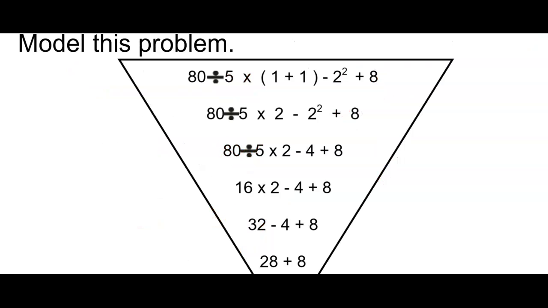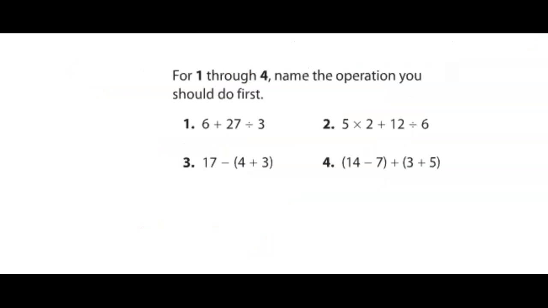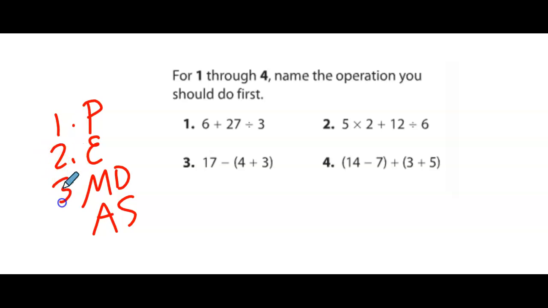Okay, so let's look at a couple more things. Looking at question number 1 here, what would I do first? Well, I have addition and I have division. So according to PEMDAS, or please excuse my dear Aunt Sally, there's the order: first, second, third, fourth. I'm always going to do division before addition. Okay, so I'm going to do 2, 3, 4.